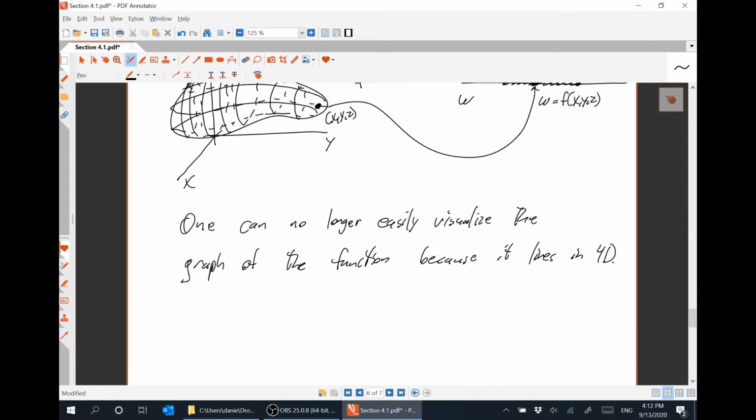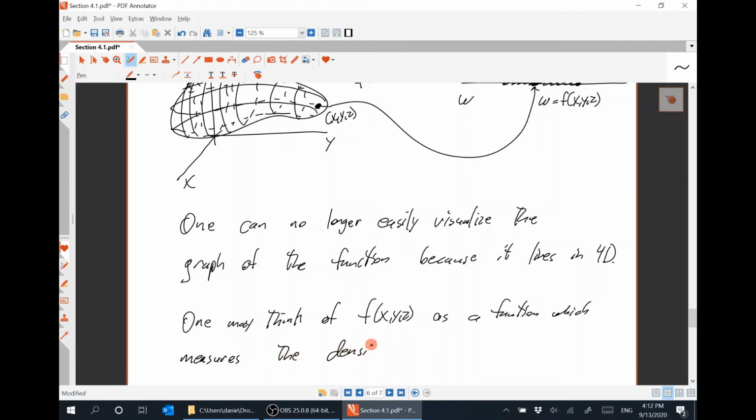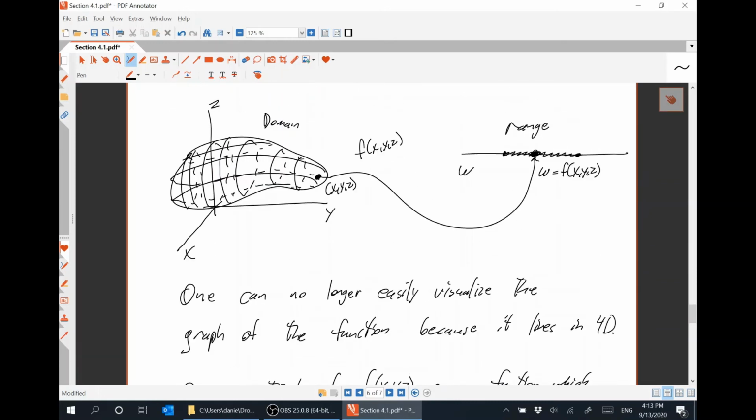So different ways of thinking about the function. One may think of f(x, y, z) as a function that measures the density in unit mass per unit volume at x, y, z. Right? So at this point x, y, z, this solid domain has some kind of density in units of mass per units of volume.